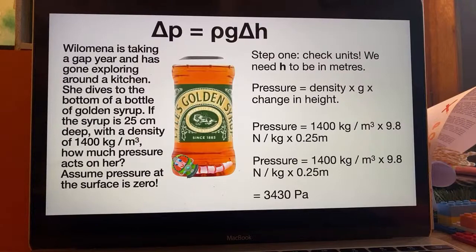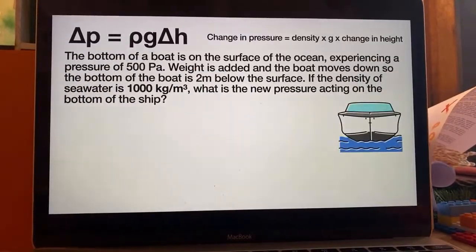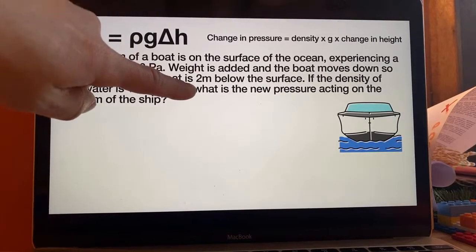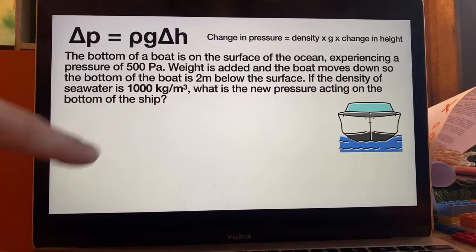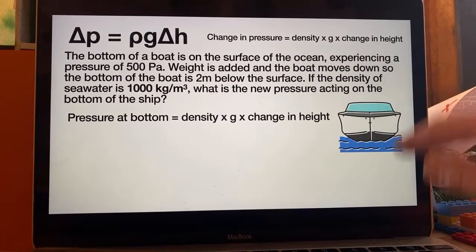Or you could have said newtons per metre squared and then just changed it. And the second one, the bottom of a boat is on the surface of the ocean experiencing a pressure of 500 pascals. Weight is added, the boat moves down, so you've got a change in depth. And you've got the density of seawater. So this time we don't need to do any converting. So the pressure at the bottom is the density of the seawater times G times the change in height.